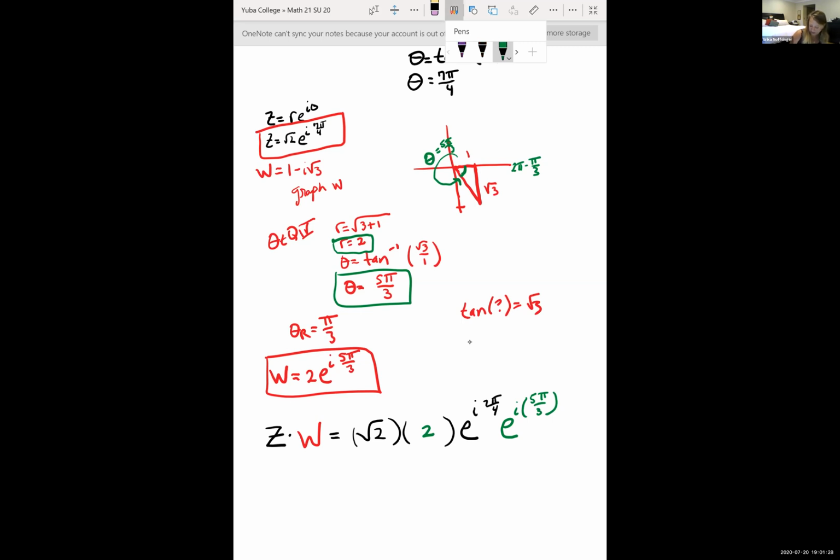So we get z times w, the product is equal to 2 root 2 e, and now we can just add our exponents. Well, I need a common denominator. My LCD for 4 and 3 would be 12. So I'm going to have to multiply this 7 pi fourths by 3 over 3, and I have to multiply this 5 pi thirds by 4 over 4.